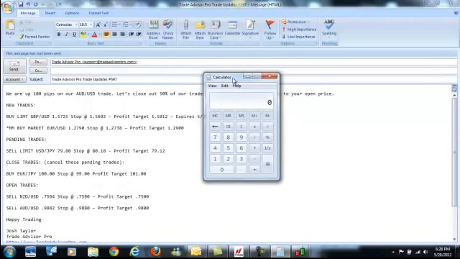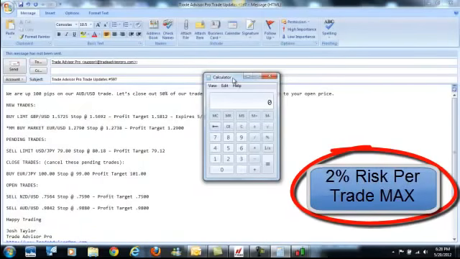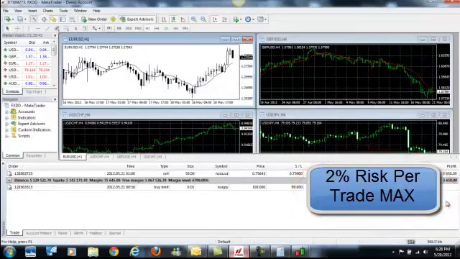Now, let's talk about first calculating the amount of lots you need to trade. I hope you've at least watched the video already on equity and risk management. If you haven't, you need to definitely watch that. We're going to suggest that you risk no more than 2% of your total account balance. So let's go to my demo account here.